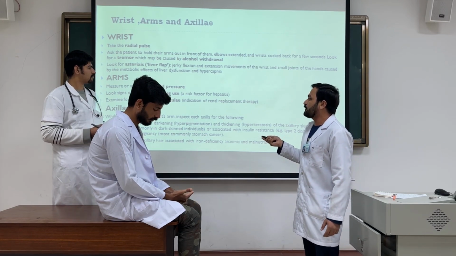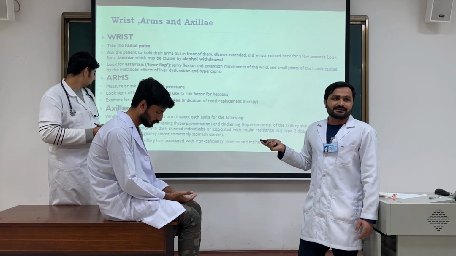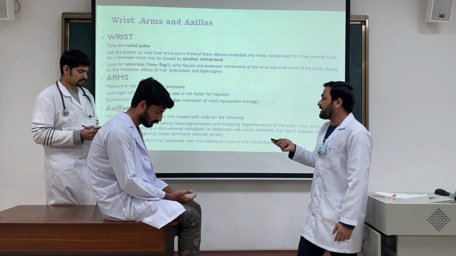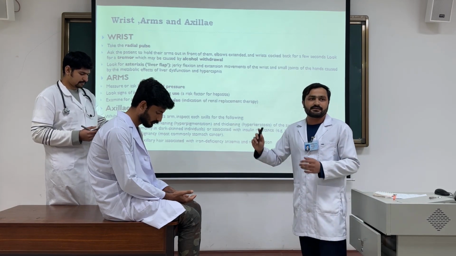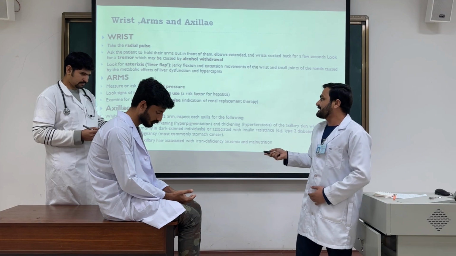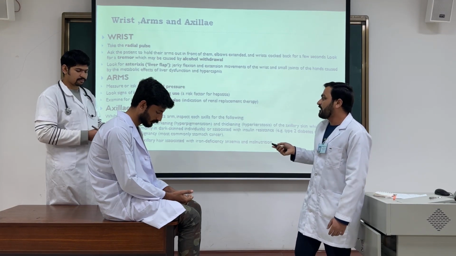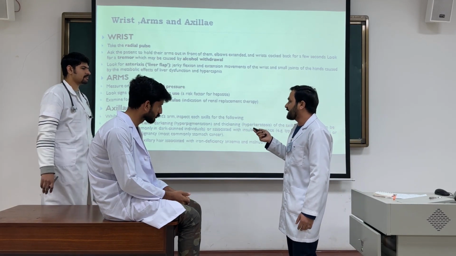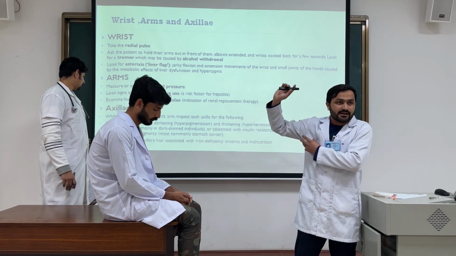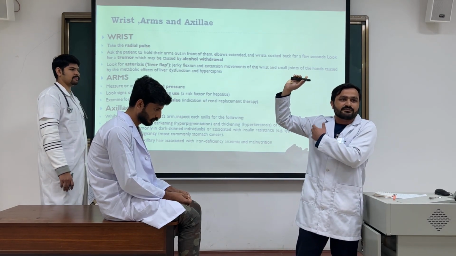So we will see the arteriovenous fistula. On the axilla, what will you see? On the axilla side, we will inspect the hair loss and we will see the acanthosis nigricans. What is acanthosis nigricans? It means there is a darkening and thickening of the skin of the axilla.